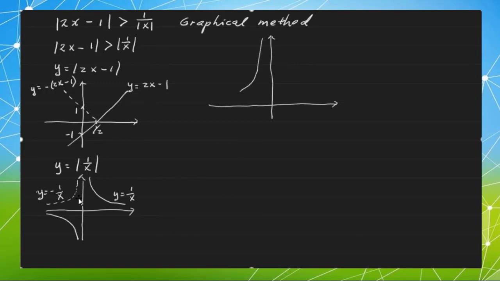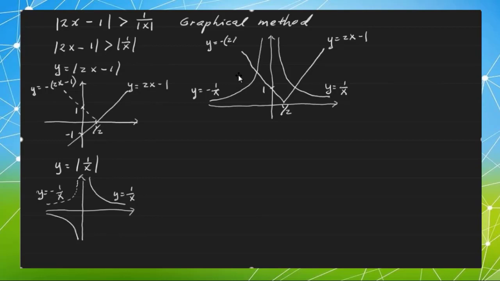So first, modulus of 1 over x. This is y equals 1 over x. This is y equals negative 1 over x. Then followed by modulus of 2x minus 1. This is y equals 2x minus 1. And this is y equals negative 2x minus 1. Now from the diagram we can see that there are two intersection points.